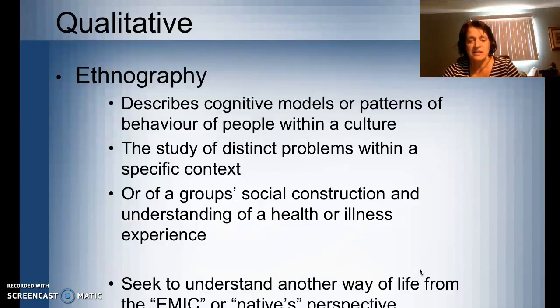Context is very important, the context of the problems. Ethnographic studies have great details about what else is going on, what the unit looks like, or what the place looks like, so that you can almost see the setting. You're also looking at how groups construct and understand a specific experience. You may also be looking at how a group understands a health or illness experience. What you're seeking here, again, I'm sorry my screencast cuts off the bottom of my slide, but you're trying to understand the emic, E-M-I-C, or native's perspective, the insider's view of the phenomenon.